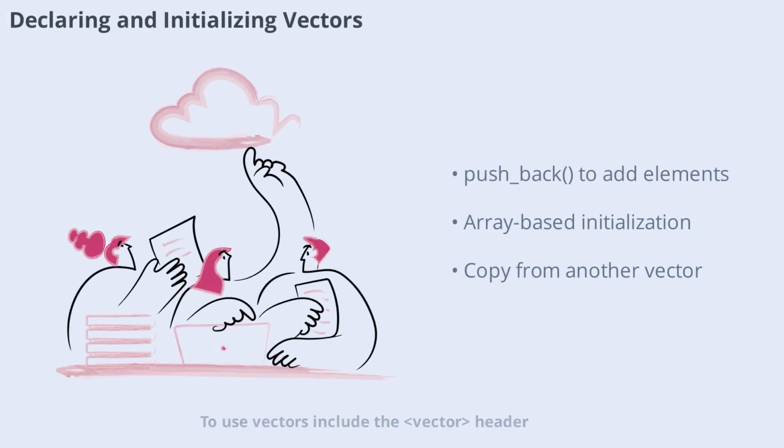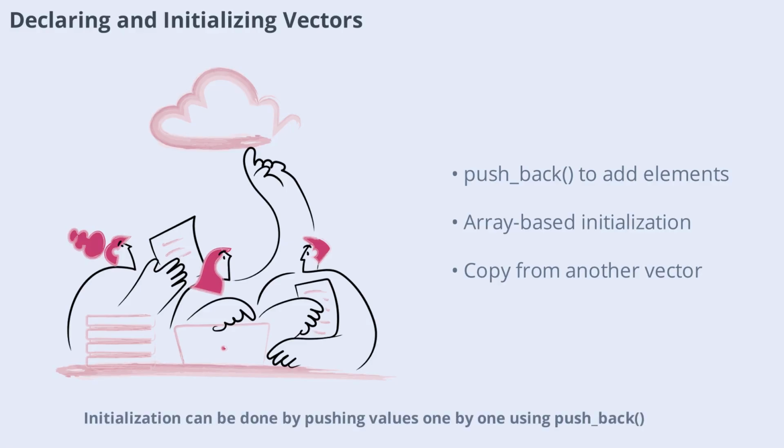To use vectors, include the vector header. You can declare a vector with vector<object_type> vector_name. Initialization can be done by pushing values one by one using push_back, passing an array to the constructor, or copying from another vector. This flexibility makes vectors easy to use in a variety of situations.